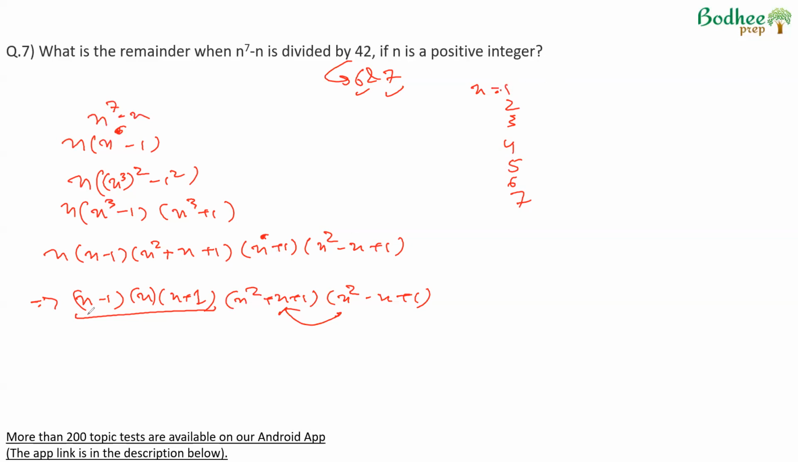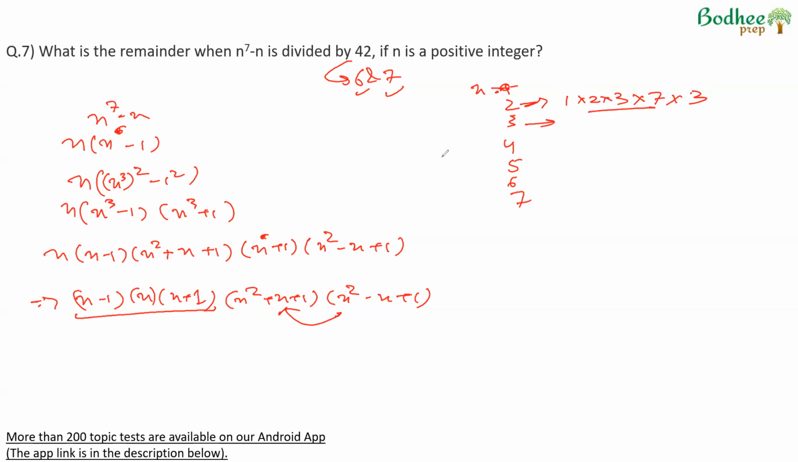Clearly, n cannot be 1, as this will become 0. So we start from 2. If we put n as 2, this becomes 1 into 2 into 3, and n square plus n plus 1 is 4 plus 2 plus 1, which is 7, and n square minus n plus 1 is 4 minus 2 plus 1, which is 3. Clearly, 7 into 6, 42 is there.